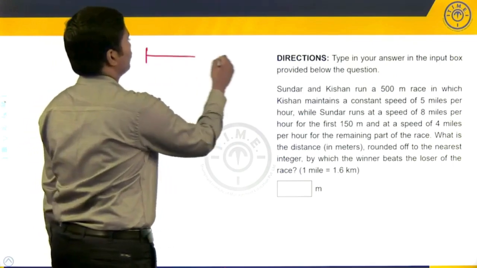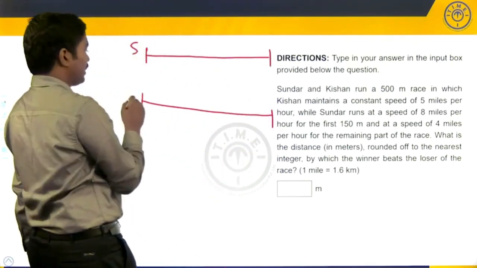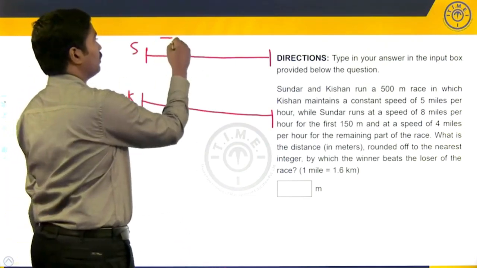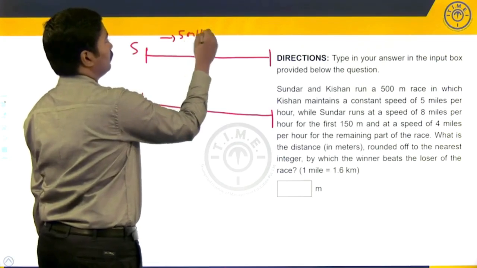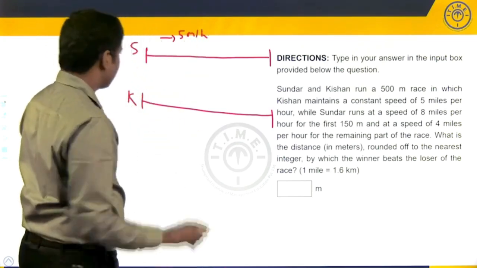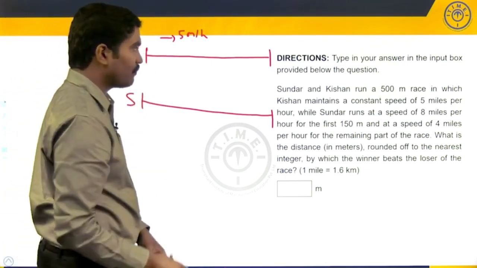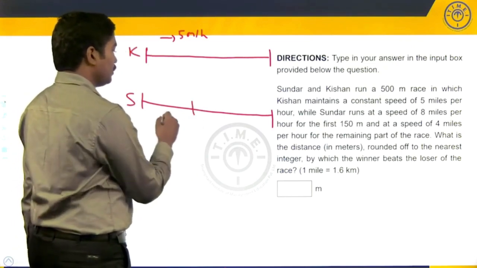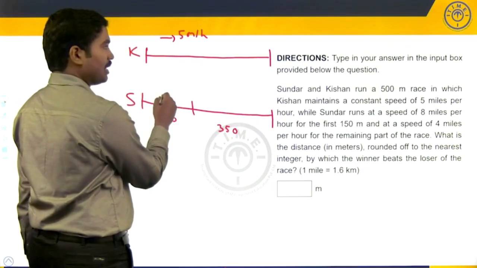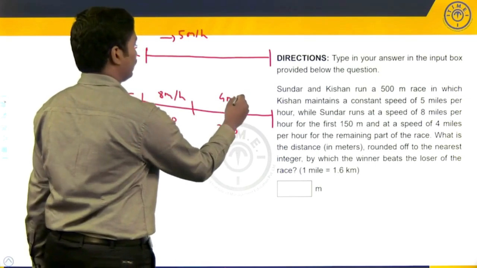This is a 500-meter race. Both Sundar and Kishan are running. Kishan is running throughout at 5 miles per hour, and that's Kishan, that's Sundar. So we'll just change the names. Sundar runs at a speed of 8 miles per hour for the first 150 meters. So this is 150 meters and this is 350 meters. In this part he is running at 8 miles per hour and then he is going to reduce his speed to 4 miles per hour.